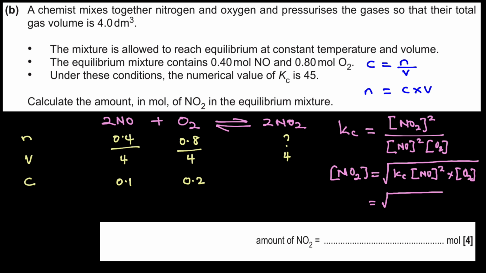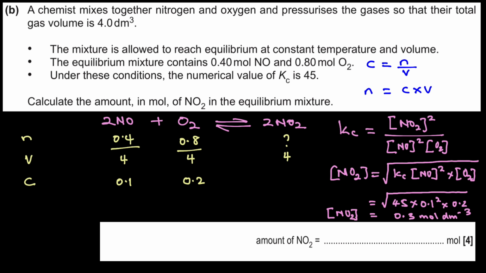The square root of 45 times the concentration of NO squared, which is 0.1 squared, times the concentration of O2, which is 0.2, gives 0.3. That's the concentration of NO2. NO2 concentration is 0.3 mole per decimeter cube. Use that to calculate the mole.